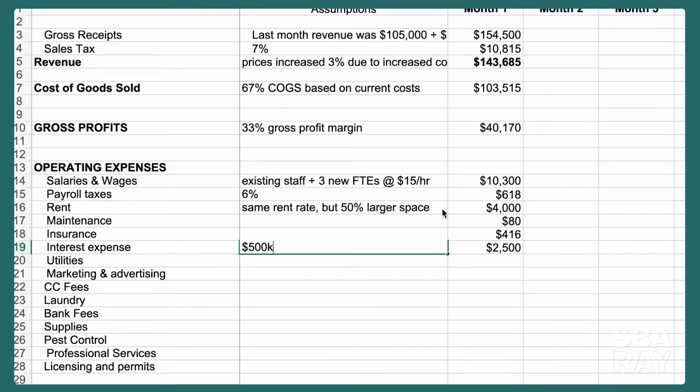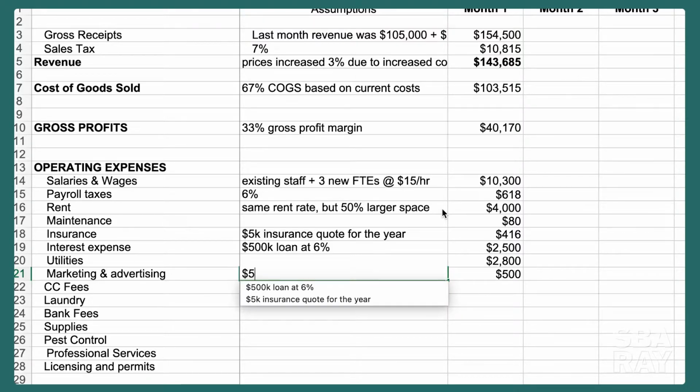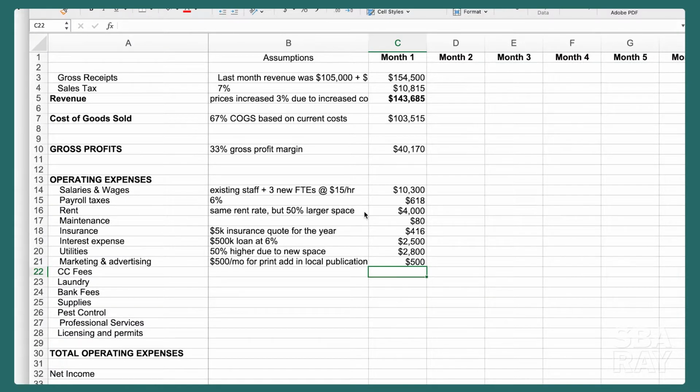Interest, we're gonna base that on our loan that we're applying for, $500,000 at 6%. Utilities, looking at last year, and then adding 50% for the 50% increased space is my assumption. I did not have marketing expense last year, but we want to take out a full page ad in the paper for $500 a month to promote our new products. So I think you get the gist of it, so I'm going to just skip ahead.